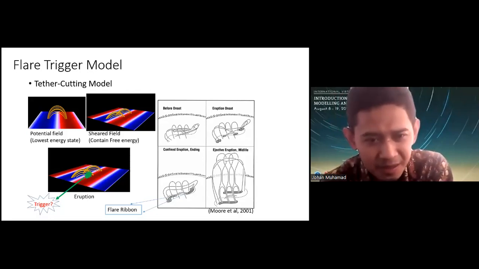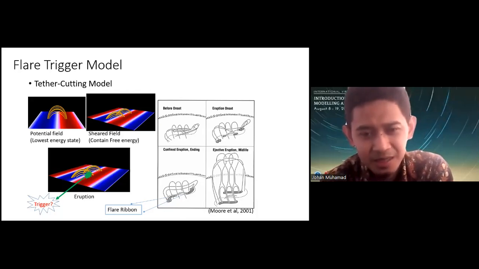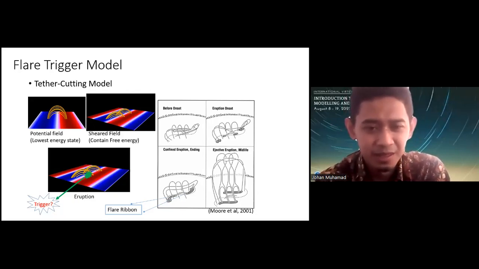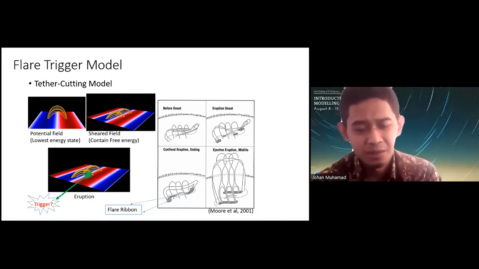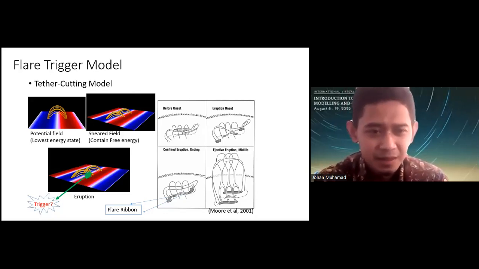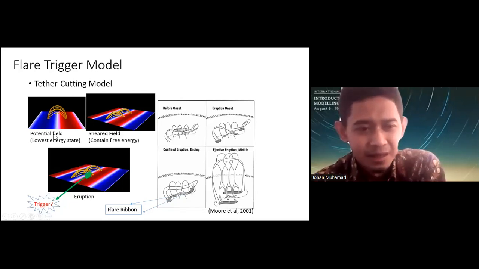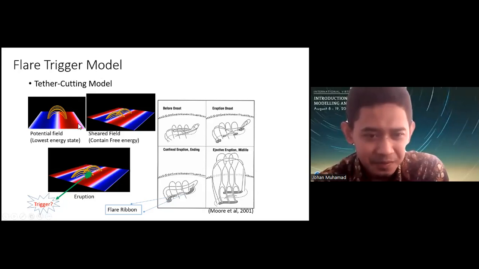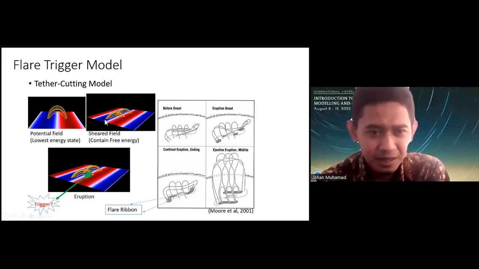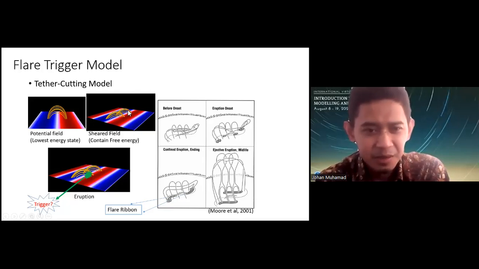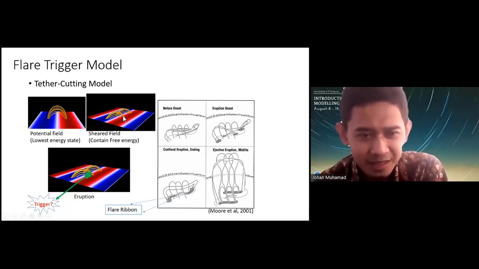Then, as I mentioned before, you need a non-ideal MHD, because you need a resistive term there. Of course, in a solar flare there's a reconnection, magnetic reconnection, there's a diffusion there. So you have to have some idea of what kind of reconnection you can make in your simulation. There are several models for that, but the simplest one here is the tether cutting model. So here's the potential field, as I mentioned before. If we shear this potential field, then we can get the more complicated form of magnetic field like this.